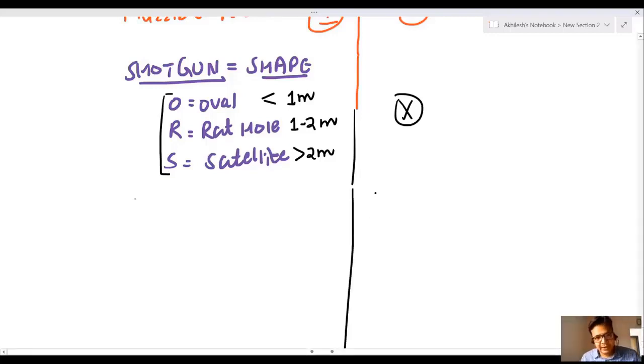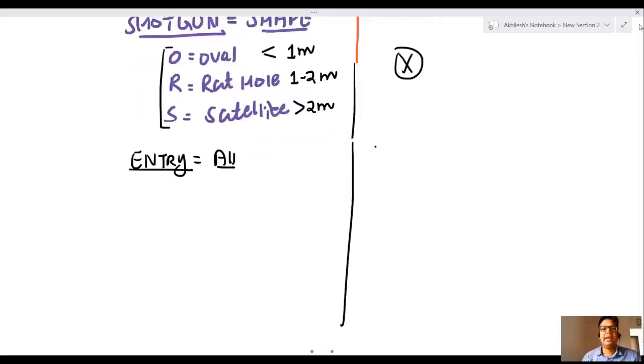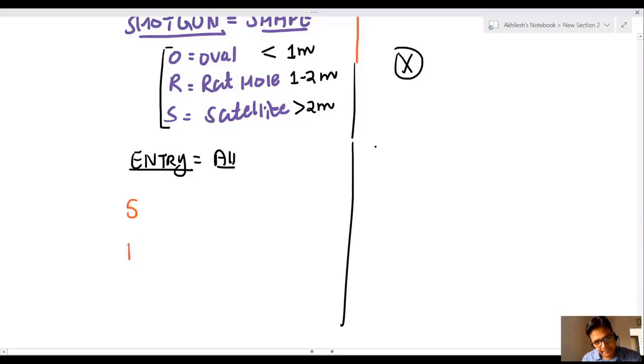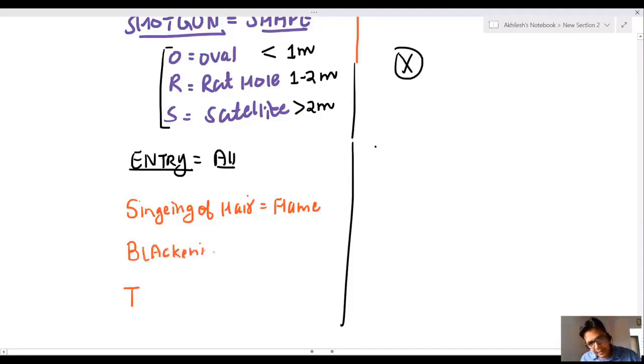Now, sir, entry wound has a phenomenon which is known as SBT phenomenon. What is SBT? Singeing of hair is because of flame effect. Because flame touches the skin, it produces singeing. Blackening surrounding the tissue is because of burnt gunpowder.